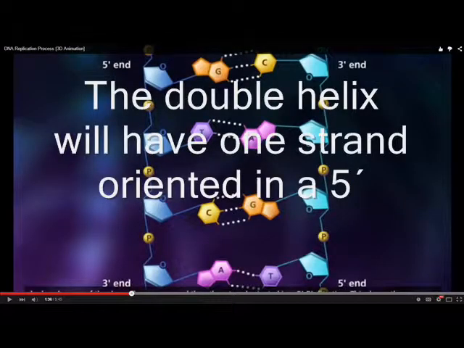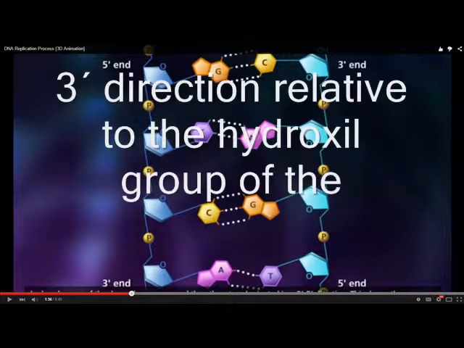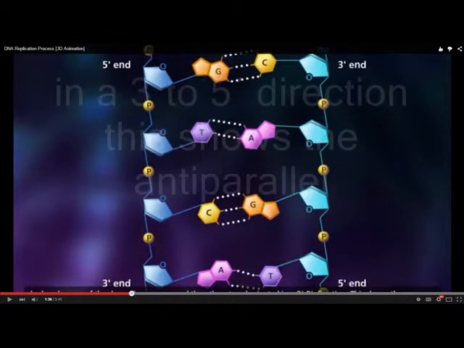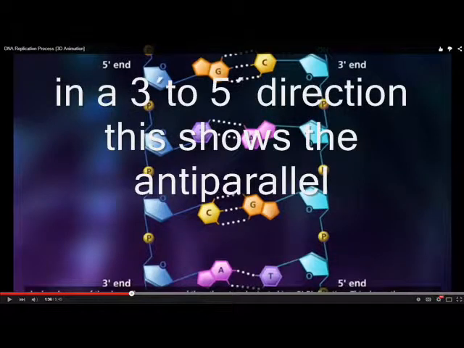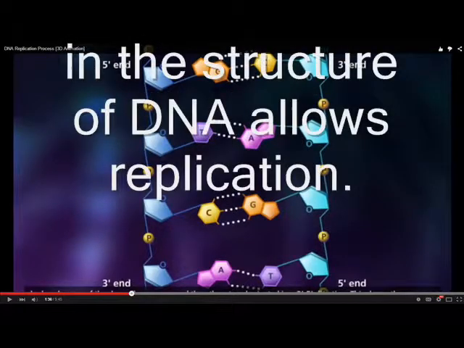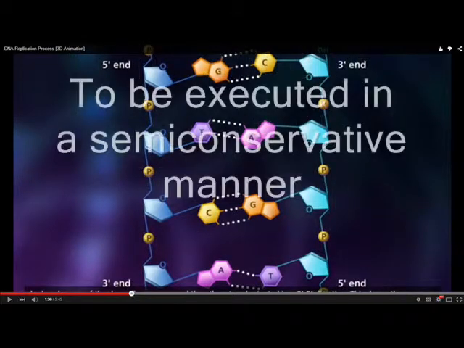The double helix will have one strand oriented in a 5' to 3' direction relative to the hydroxyl group of the deoxyribose sugar, and the other strand oriented in a 3' to 5' direction. This shows the antiparallel nature of the DNA, which strengthens the complementary base pairing. The structure of DNA allows replication to be executed in a semi-conservative manner.